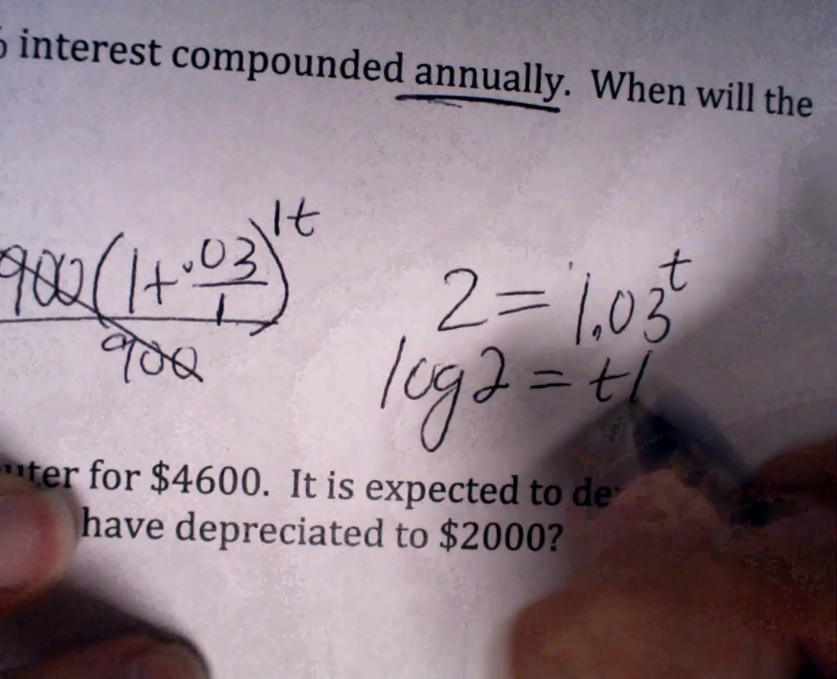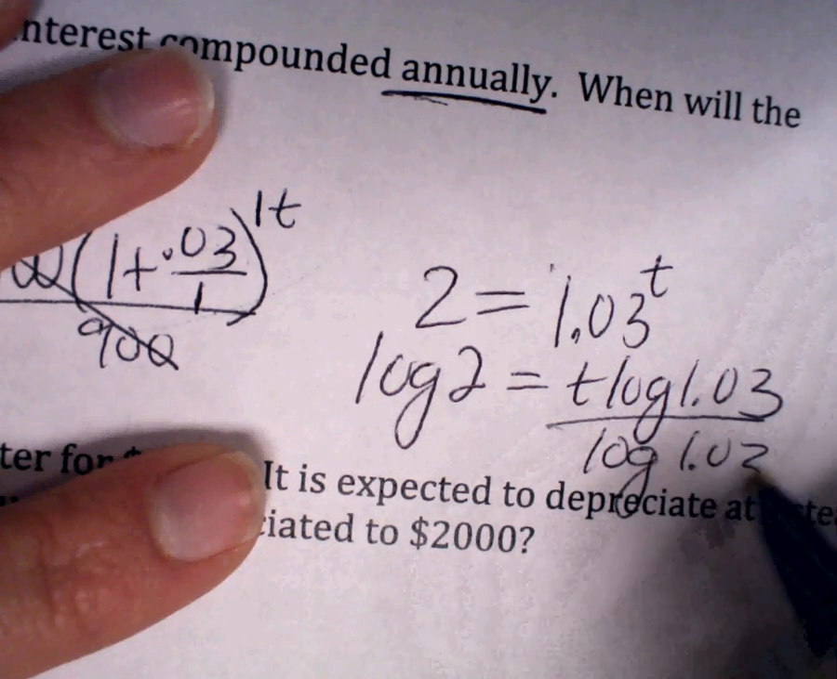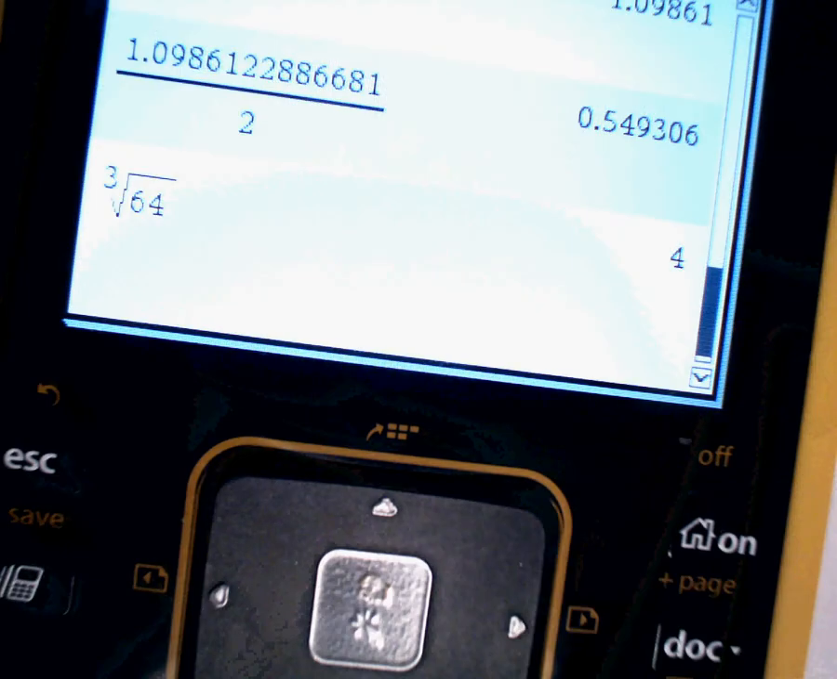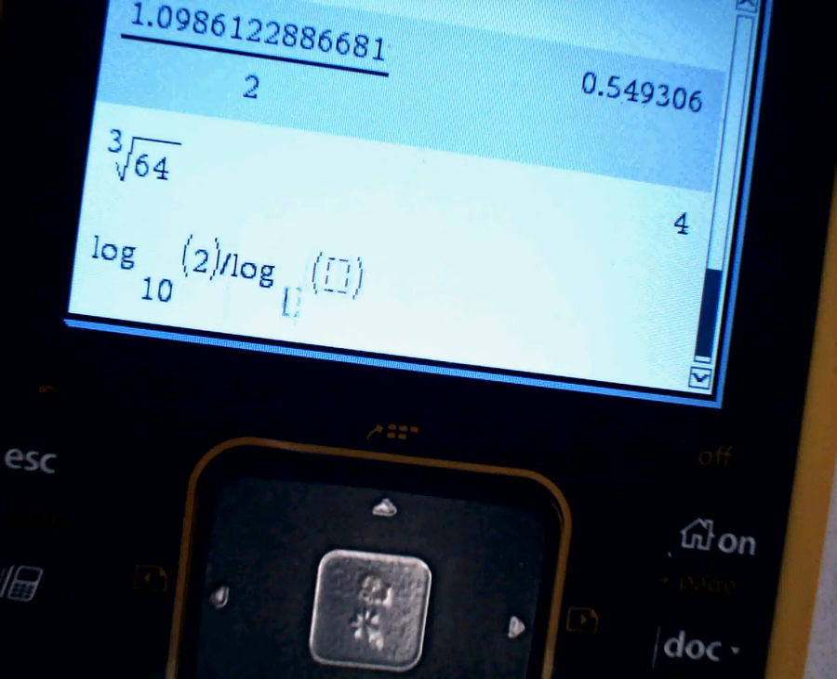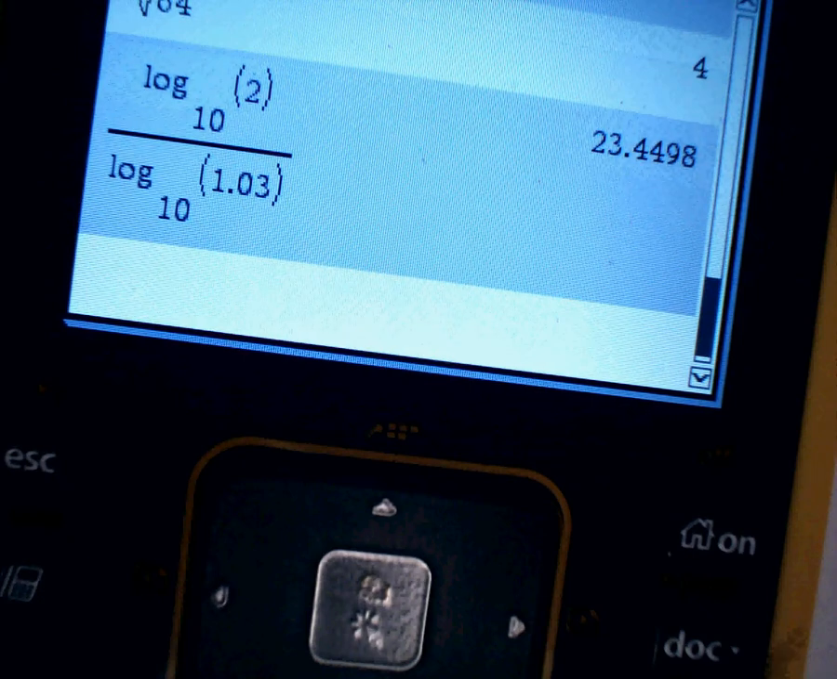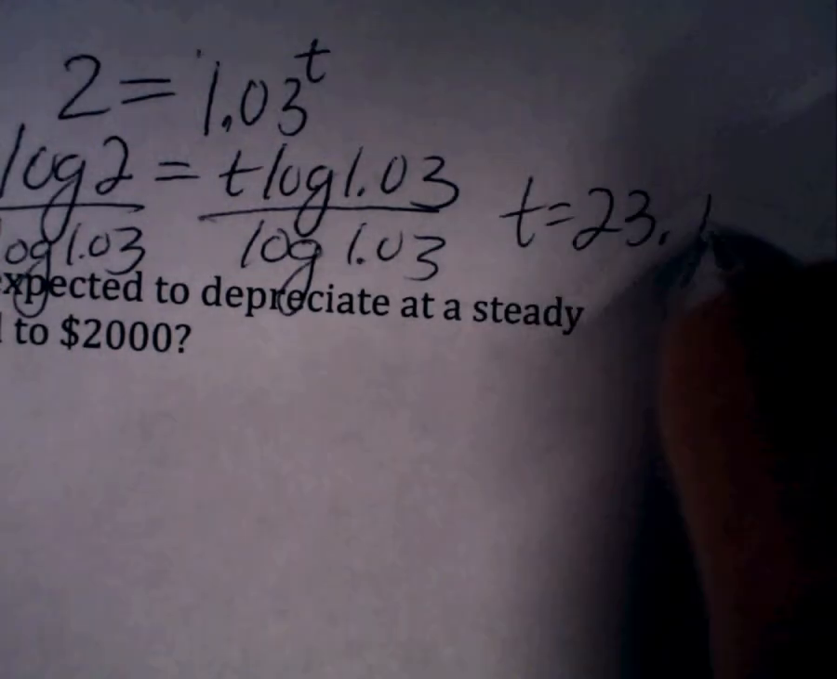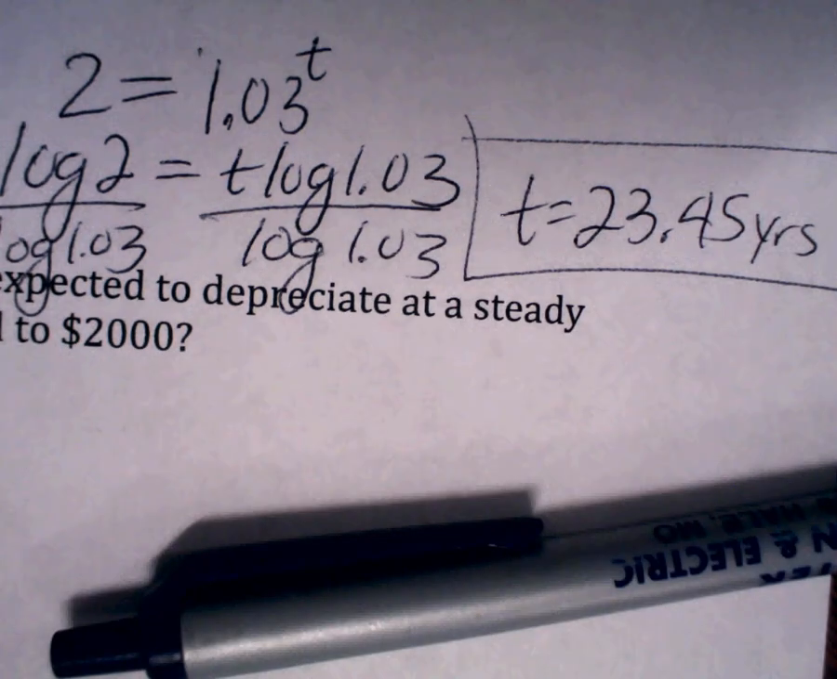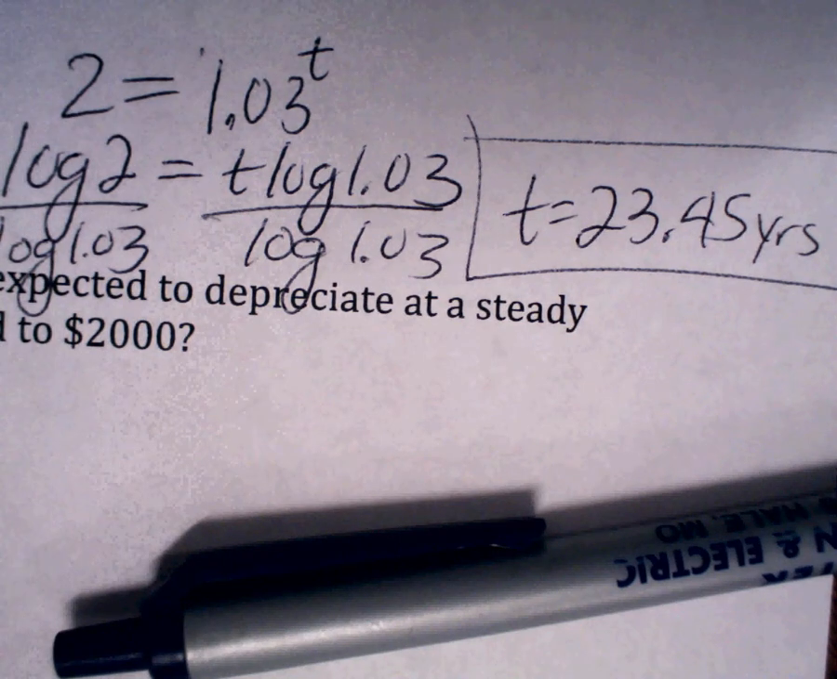So this is going to be log 2 equals t log 1.03. And so my final step is log 1.03 divided into 2. So I take my calculator, log 2 divided by log 1.03. 23.45 years. We do keep it, we don't really necessarily round in these problems because we're dealing with a bank and they kind of like their money, so they may not want you rounding their money off or your own money.